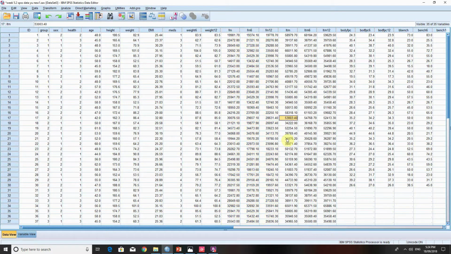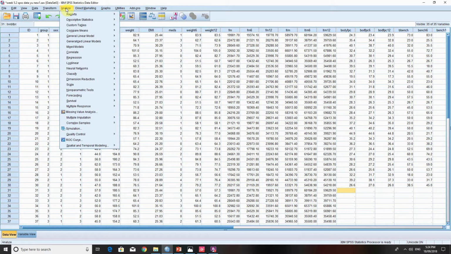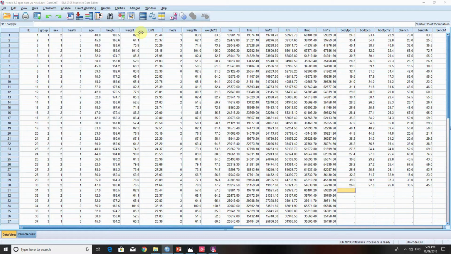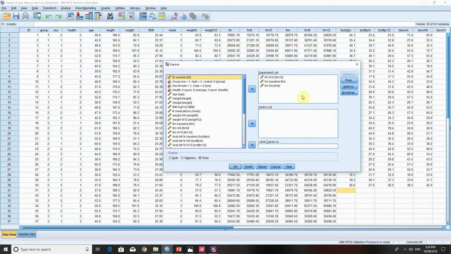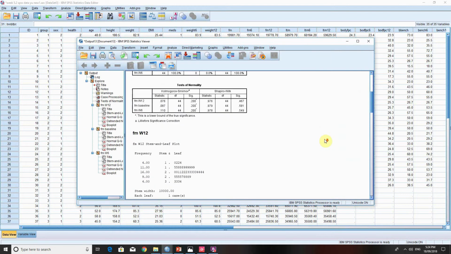Now remember, there is a non-parametric equivalent to the repeated measures ANOVA, which is the Friedman's ANOVA. If I was to decide which one to do, I'd have to do a normality test, which I hammered home very hard in the last video. So here we have fat mass at baseline, week 6 and week 12. I'll make sure normality plots with tests is ticked. And as we can see here, our data set is completely normal. If the data set wasn't normal, I would have to do the Friedman's ANOVA.